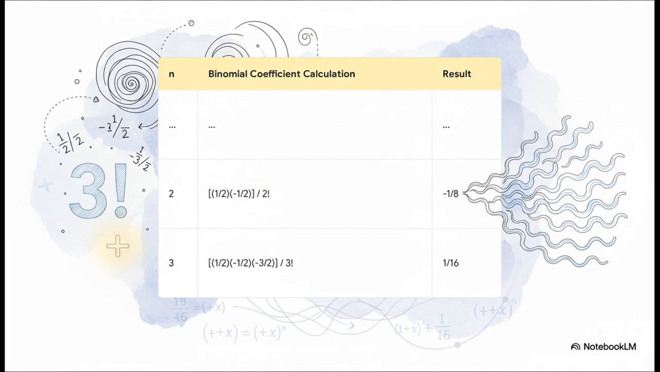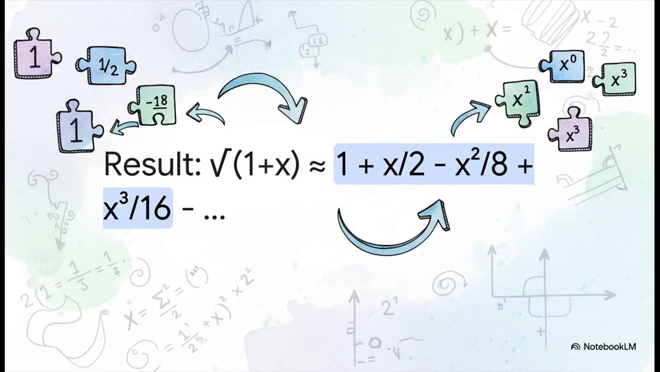And moving on to n equals 3. The numerator now has 3 terms, 1/2 times negative 1/2 times negative 3/2, all of that over 3 factorial. And when the dust settles, that works out to a positive 1/16. You can already start to see this really cool alternating pattern emerging, right? So now we just put all the pieces together. We take each coefficient we found and multiply it by its matching power of x. And the result is that the square root of 1 plus x can be approximated by this polynomial, 1 plus x over 2 minus x squared over 8 plus x cubed over 16, and on it goes.